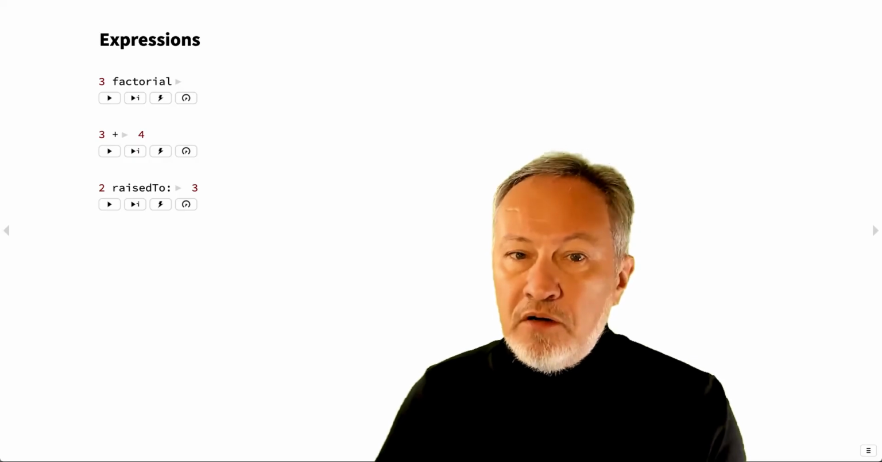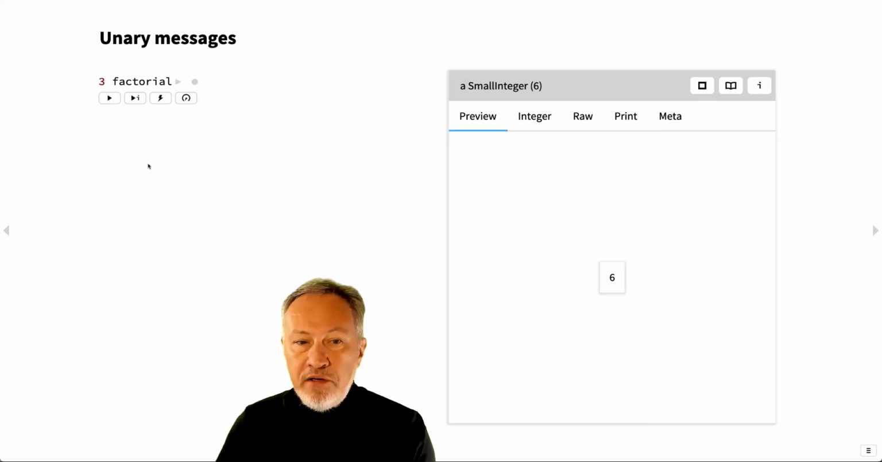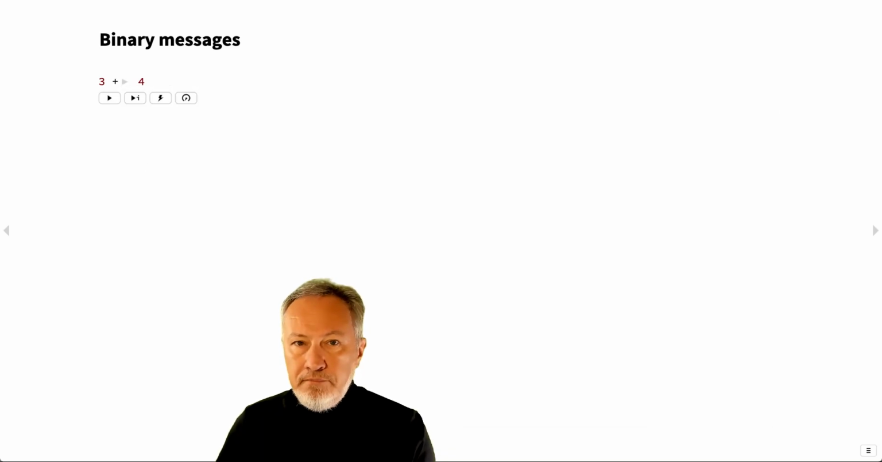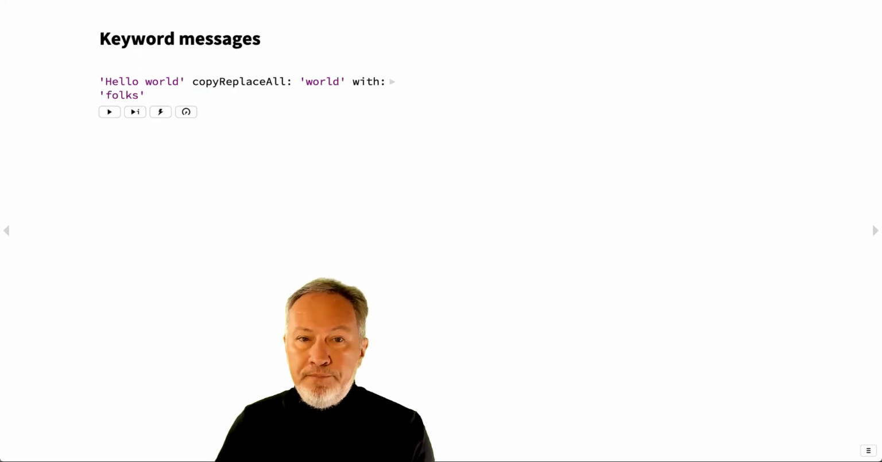Expressions in Smalltalk are formed by sending messages to objects. There are 3 kinds of messages: unary, binary, and keyword. 3 factorial is a unary message. It sends the message factorial to the object 3. Binary messages consist of operators like plus or minus, followed by a single argument. 3 plus 4 sends the message plus to the object 3 with the argument 4.